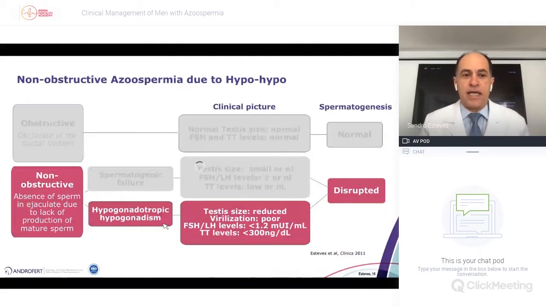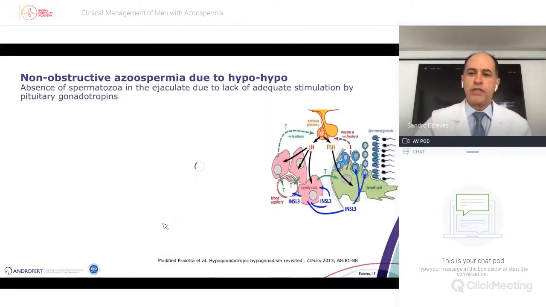And the reason why there is lack of production of mature sperm is because FSH and LH levels are quite low, due to lack of release or production of these gonadotropins by the pituitary. This is why the spermatogenesis is disrupted. So in this condition, the absence of spermatozoa is due to lack of adequate stimulation by pituitary gonadotropins.